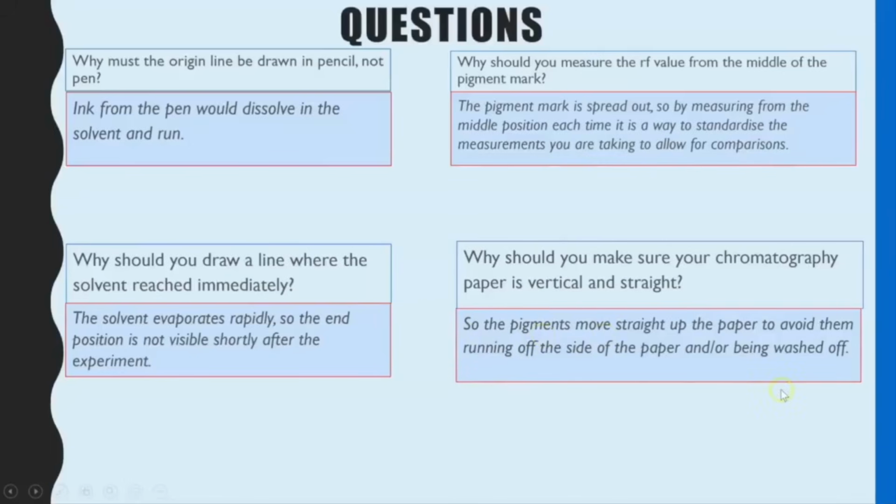Last question, why should you make sure your chromatography paper is vertical? And that is so the pigments move straight up the chromatography or TLC paper to avoid them running off the side or being washed off, and that would mean you don't have any results.